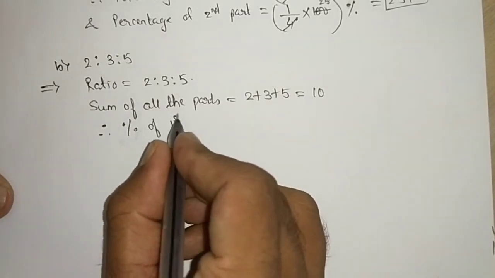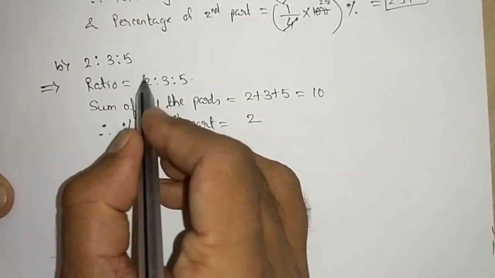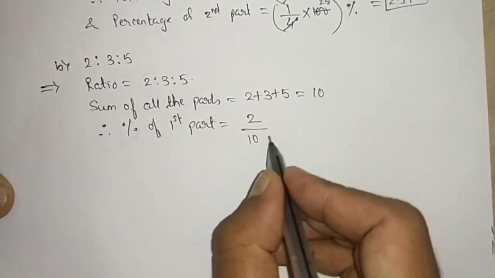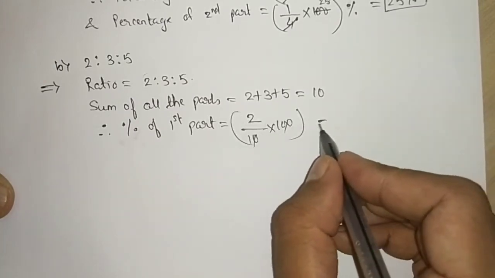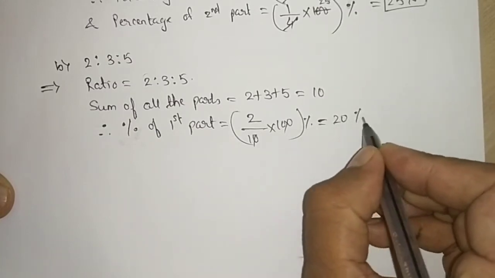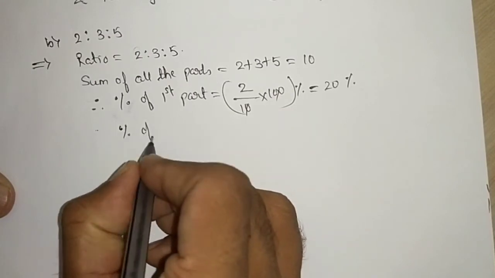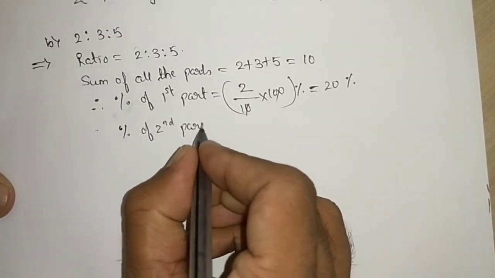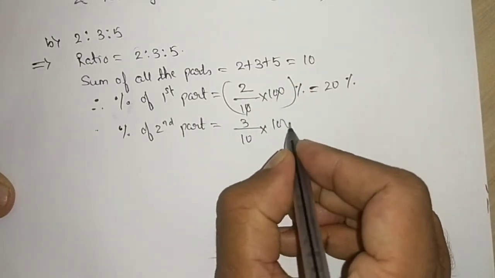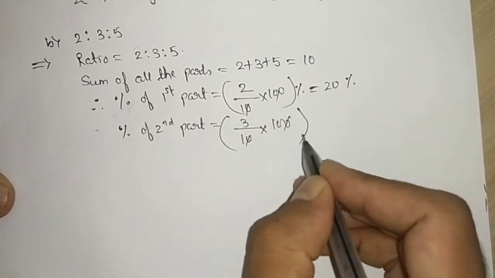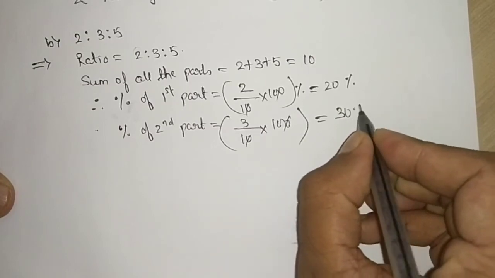percentage of first part is equal to 2. How many parts are there? 2 parts. Out of how many? 10 parts. In 200, 0 0 will cancel out. 10 2s is 20%. Second part, percentage of second part. Second part is 3. Out of how many? 10 parts. So we will write 3 by 10 into 100. 0 0 will cancel out. 3 10s is 30%.